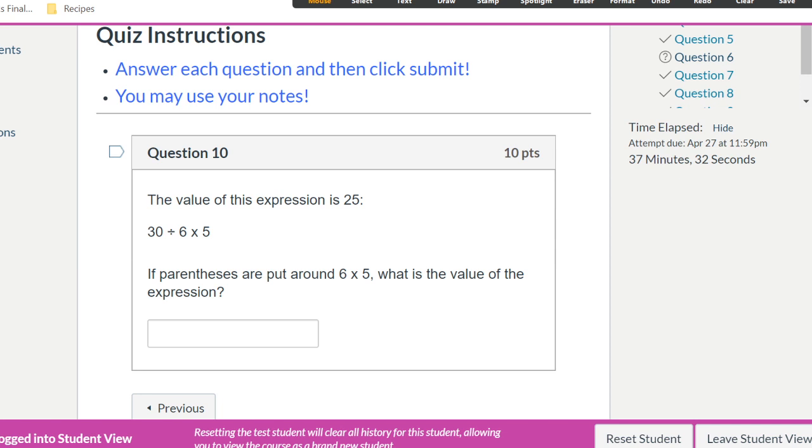And then finally, the last one. The value of this expression is 25. If parentheses are put around 6 times 5, what is the value of the expression? So I have 30 divided by 6 times 5. I know that if I put parentheses around the 6 times 5, it's going to change the question. Because instead of doing 30 divided by 6 first, now I have to do 6 times 5 first. So that's going to be 6 times 5, which is equal to 30, giving us 30 divided by 30, which is just going to be 1.